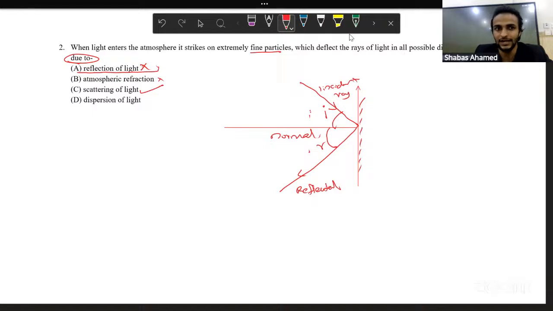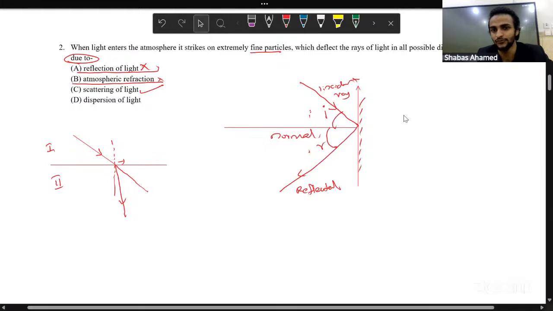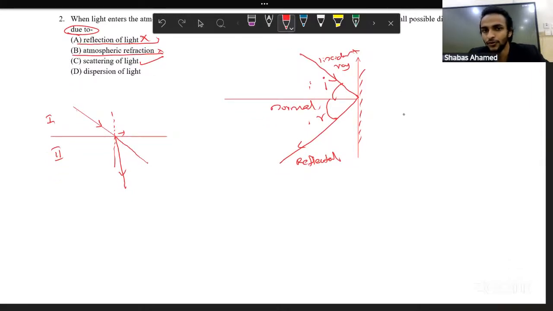For refraction, light is traveling from one medium to another medium. If this is medium 1 and this is medium 2, this line is the surface of the medium. When light travels from one medium to another, with the normal drawn to this surface, the light ray would actually go straight like this, but there will be a bending. This bending is called refraction. Now, you know the phenomenon of atmospheric refraction, that is for Earth.